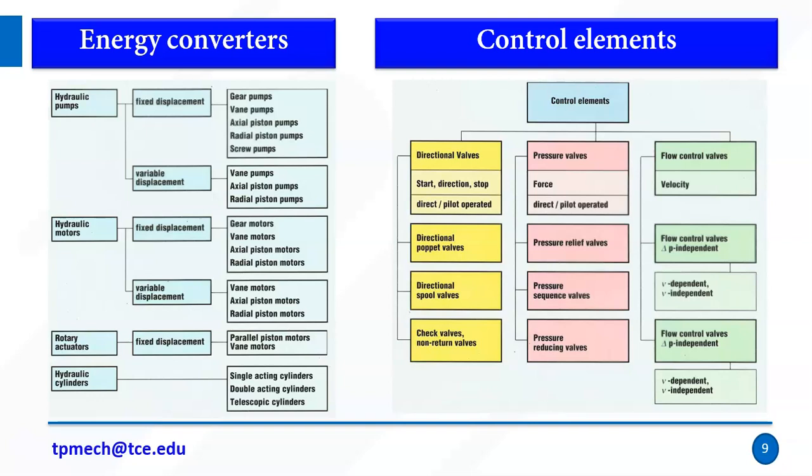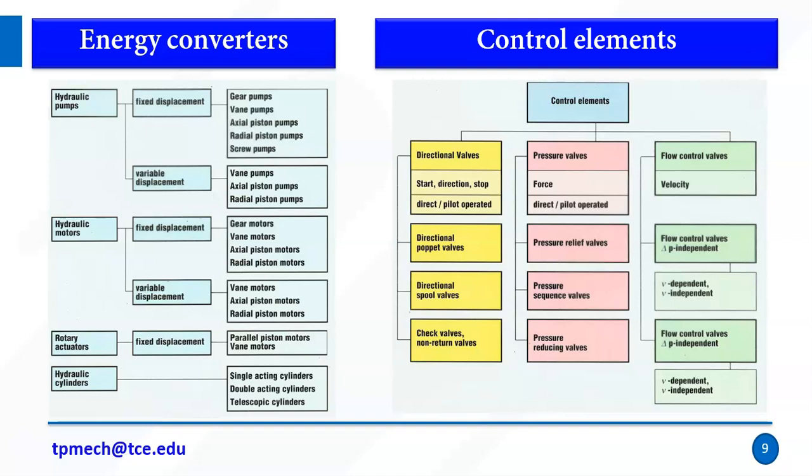And we may have rotary actuators. Rotary actuator is generally fixed displacement only, so parallel piston motors or vane motors. Hydraulic cylinders may be the single acting cylinder, double acting cylinder, or telescopic cylinder. Right, so single acting, double acting and then telescopic.